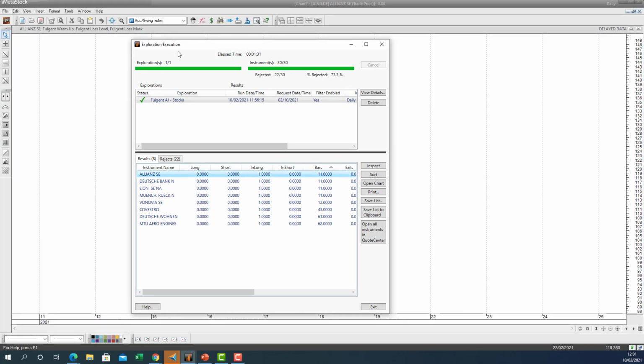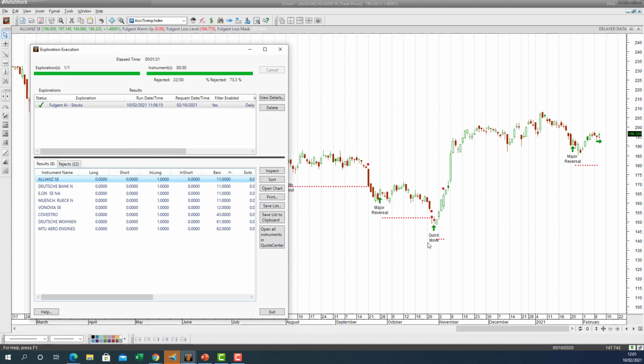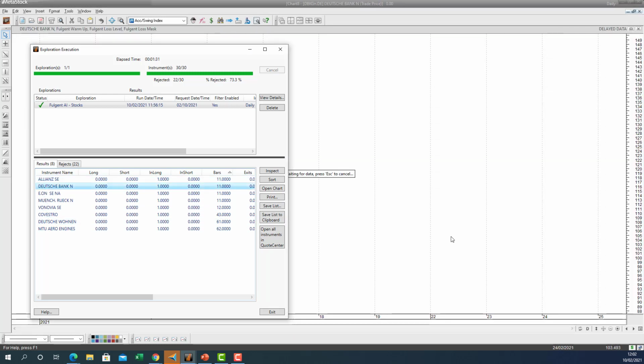So just move this. So you can see we had a lovely quick move in November, nice little trade there, and now a major market reversal. The AI's put the stop loss in there just above the 180 level, so that's one to look at. Deutsche Bank. Oh, bank stocks, difficult.